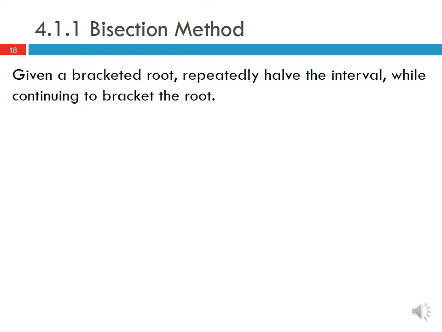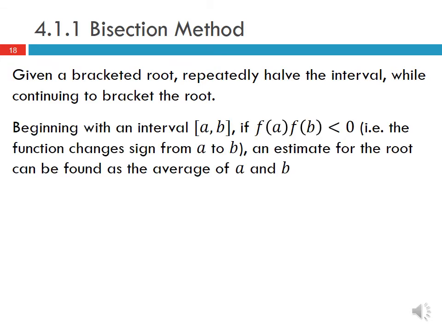Okay, so let's talk about the bisection method. Given a bracketed root, we want to repeatedly halve the interval while continuing to bracket the root. So if we begin with an interval from a to b, and if f of a times f of b is less than 0, which essentially means that the function changes sign from a to b, then an estimate for the root can be found as the average of a and b. So xi, the estimate of our root, is equal to (a plus b) over 2, or we could write it as a plus (b minus a) over 2.